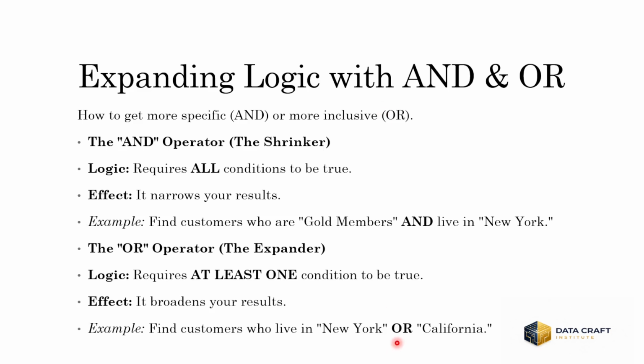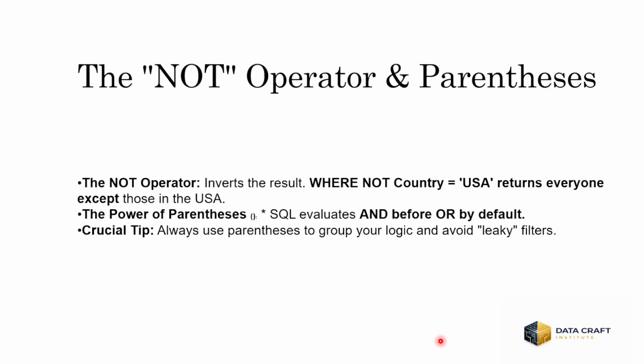So in here you want both conditions. For example, customers who live in New York and, inside New York, are also gold members. So you have to check both things. Here, with OR, any one of them is enough.